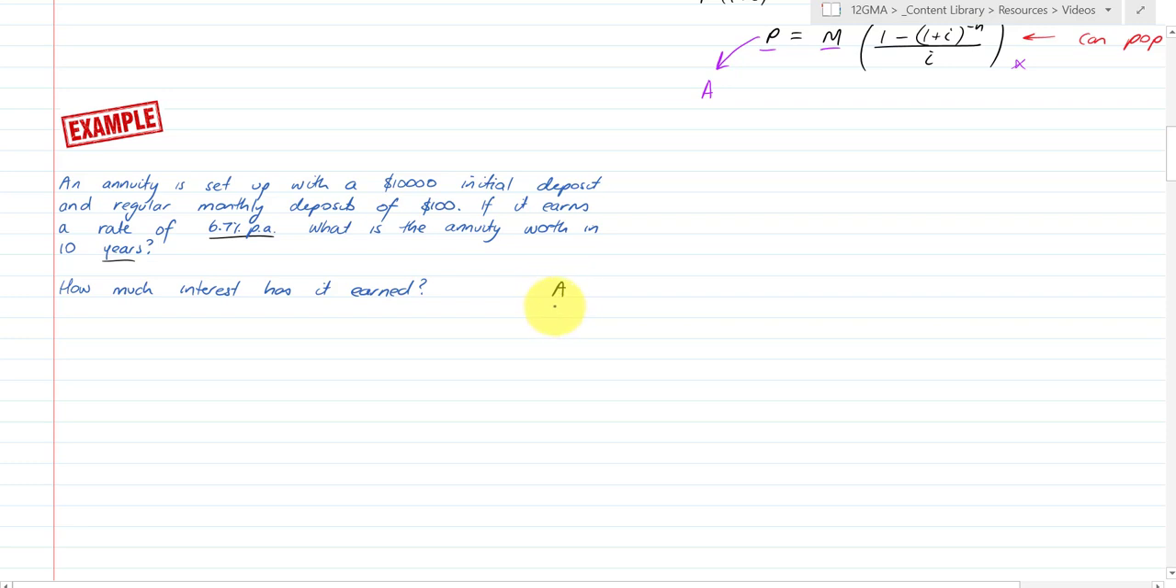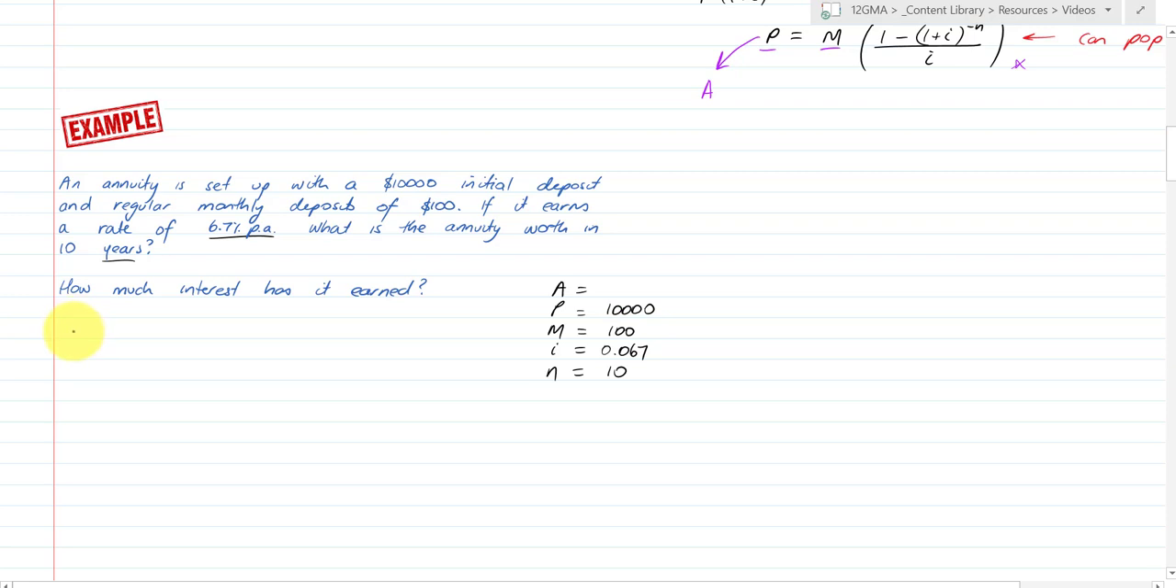And I'm going to write down my list, A, P, M, I, N. What do I know and what am I trying to find? So I know, first of all, that I is 6.7%, which is 0.067 as a decimal, or 6.7 divided by 100. I know that P is 10,000. That's my present value of this deposit. It's what it's worth now. I know we're depositing over 10 years, so N is 10. And I know I'm making regular payments of $100.